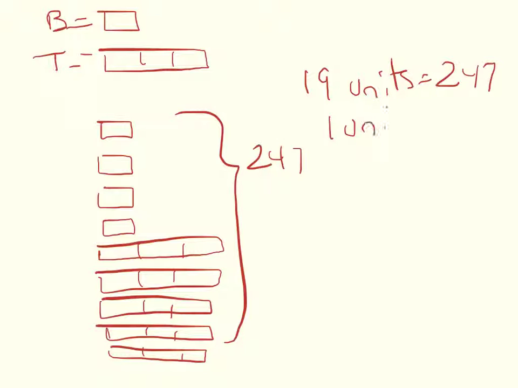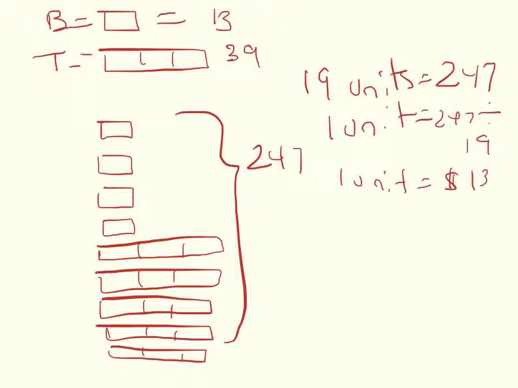So 1 unit is going to equal 247 divided by 19. And it ends up, so 1 unit equals $13. So then I know that a belt is $13 and a tie is 3 times 13, which is $39. And the question is, how much is a tie and a belt? So a tie plus a belt equals 13 plus 39 for a total of $52.